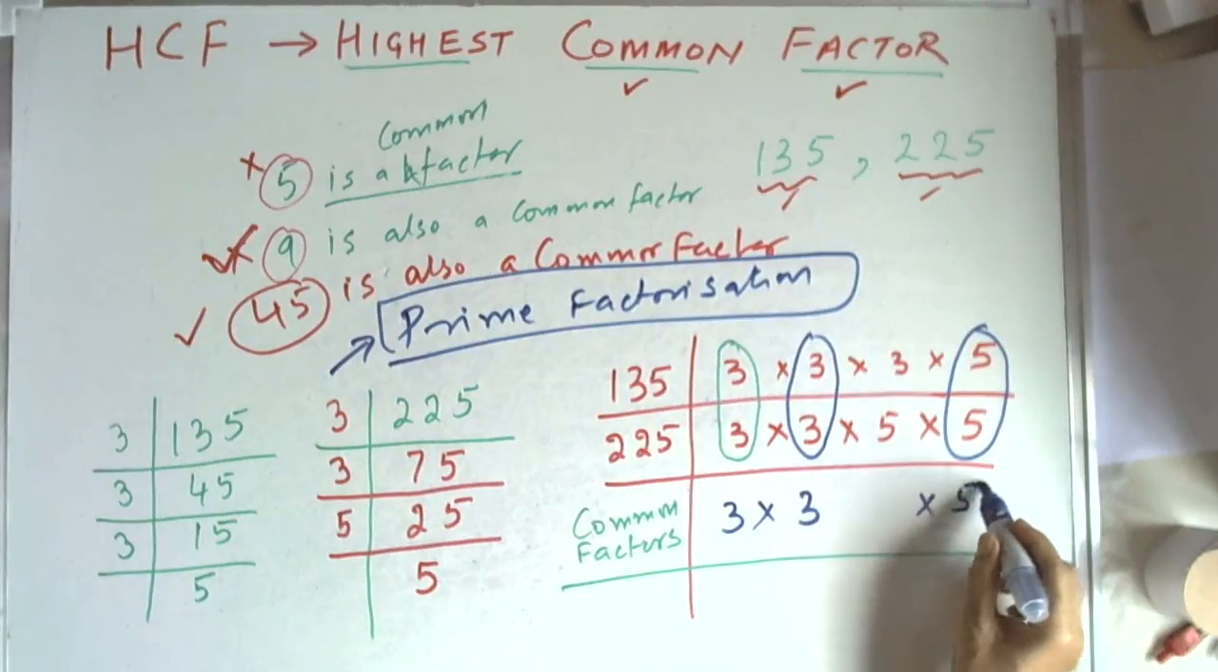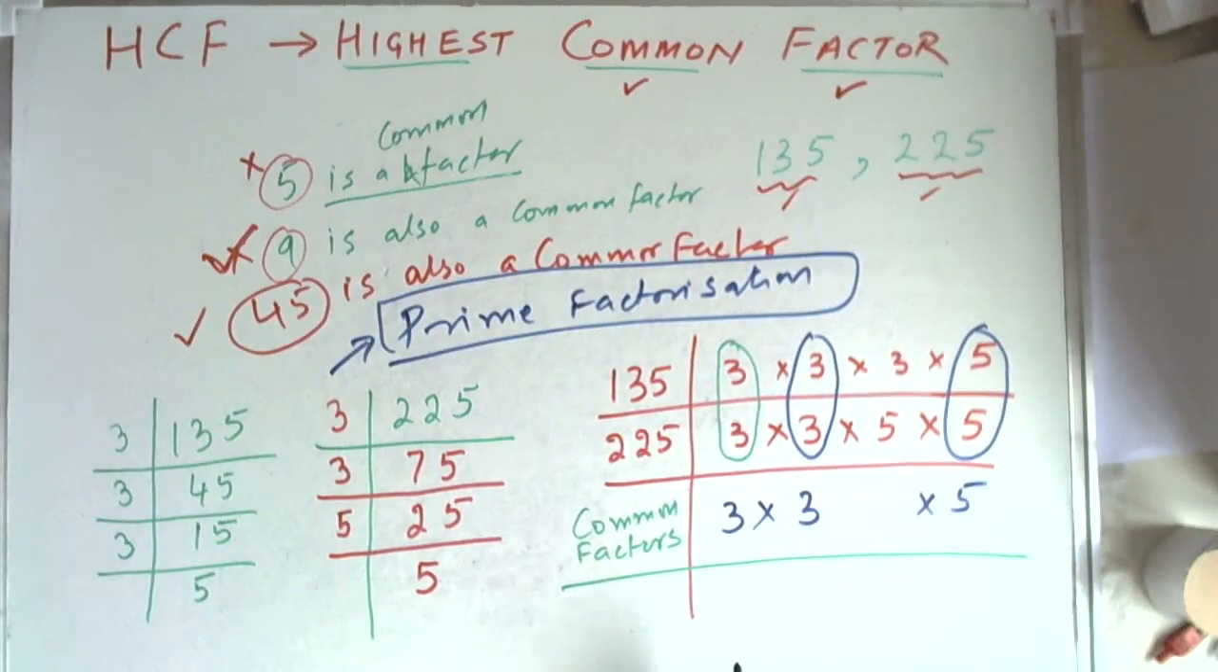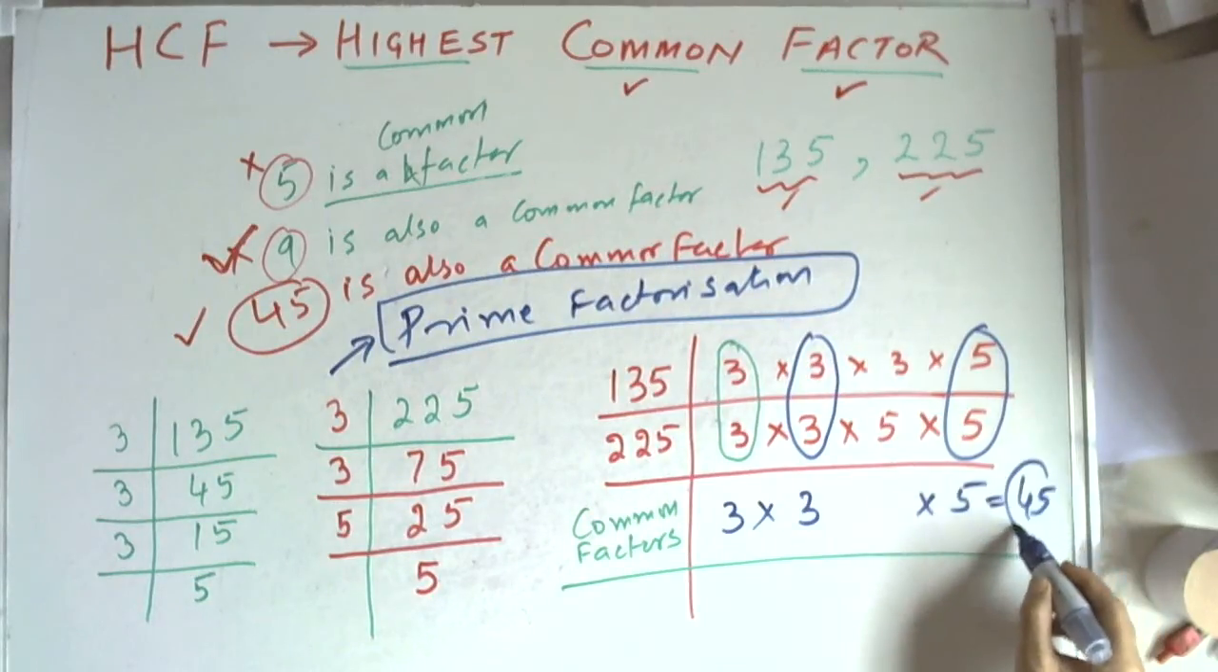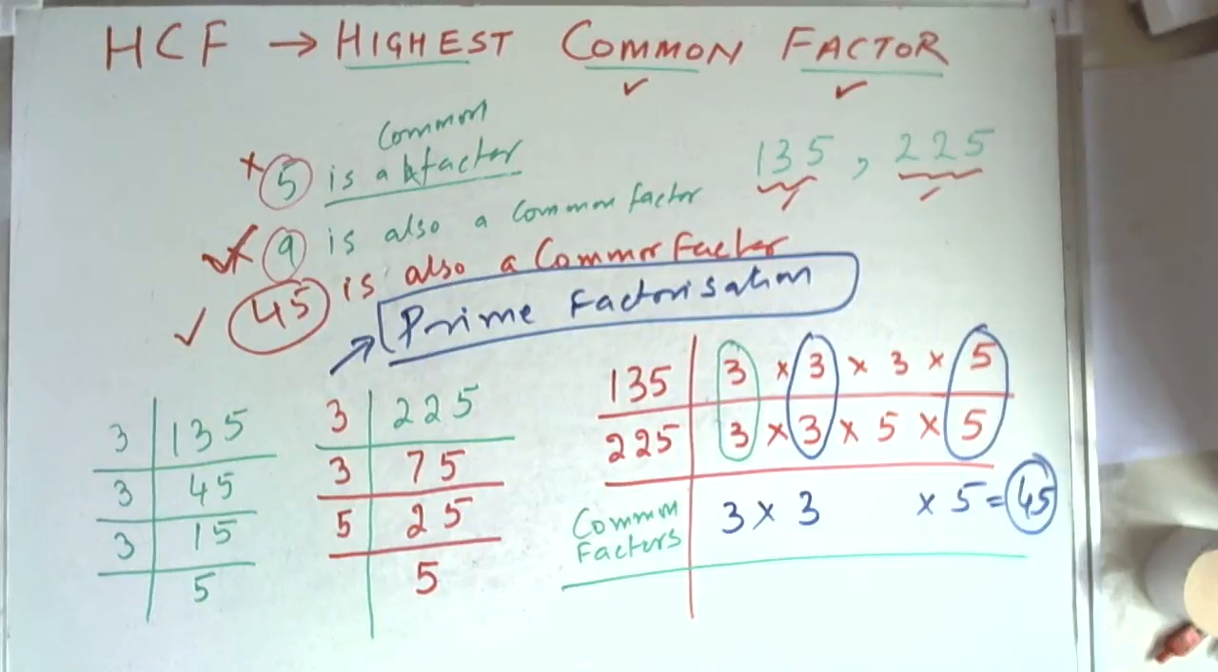So we write it. Now these are the 3 common factors and we multiply these 3. So we get 3 into 3 into 5. This is equal to 45. And 45 is the highest common factor for these two numbers, 135 and 225.